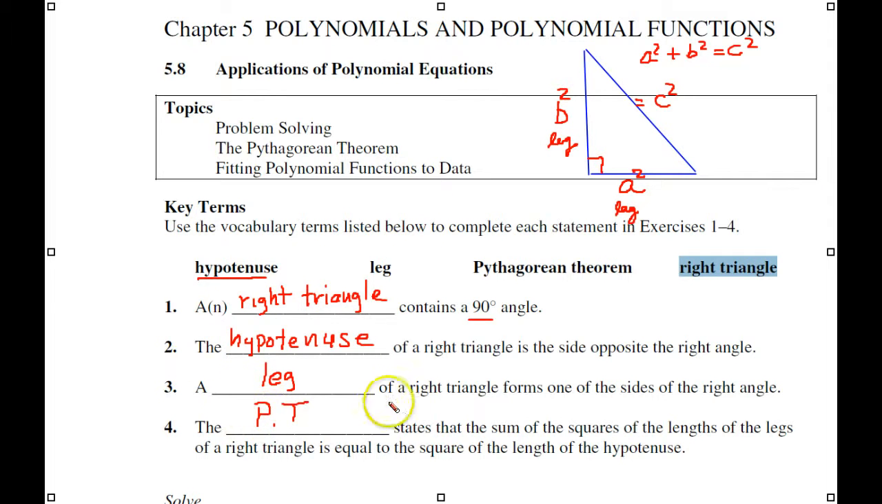And the Pythagorean theorem states the sum of the squares of the lengths of the legs of the right triangle is equal to the square of the length of the hypotenuse. One of the simple examples is what we call a 3, 4, 5 right triangle. If you square these, this is 9, this is 16, and this is 25. So 16 plus 9 equals 25. Proof of the Pythagorean theorem.